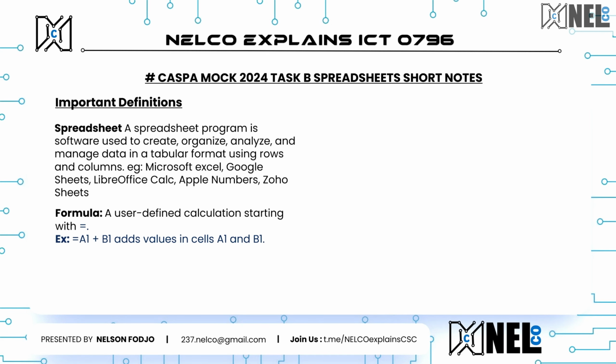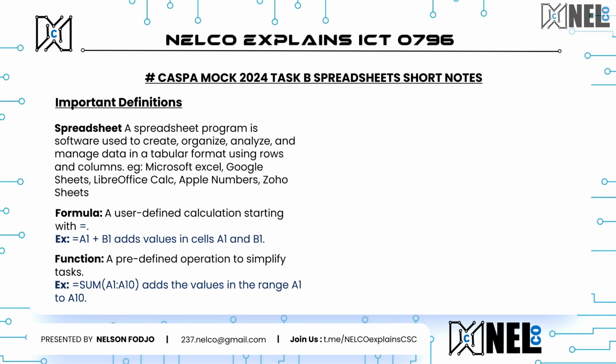Next, we have a formula. A formula is a user-defined calculation starting with an equal sign. For example, equal to A1 plus B1, which adds values in cells A1 and B1. Next, we have a function, which is a predefined operation to simplify tasks. For example, we have equal to SUM(A1:A10), which adds the values in range A1 to A10. So you can see the difference.